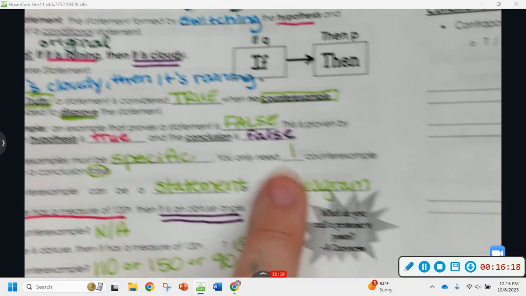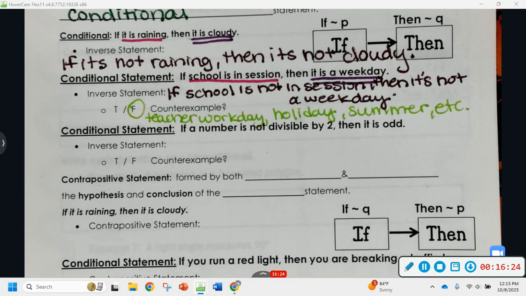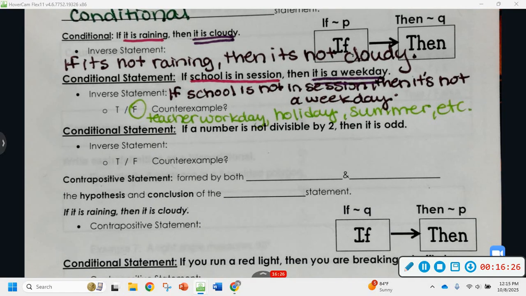You only needed one counterexample, so any of those would be fine. So let's practice this again.